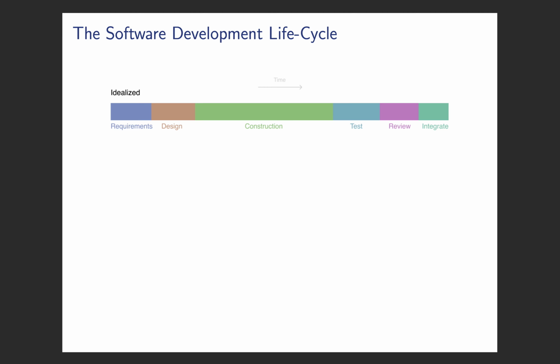So next comes code construction, the long green bar. The book Code Complete is all about this stage. It tends to be the longest, especially if you're using an agile methodology, where requirements and design are more iterative.